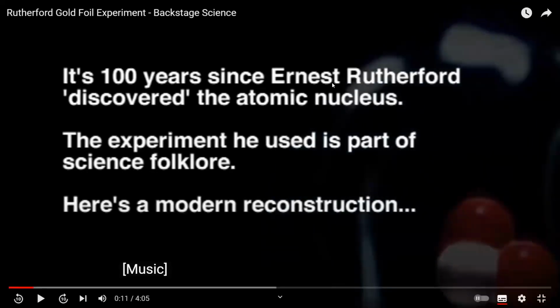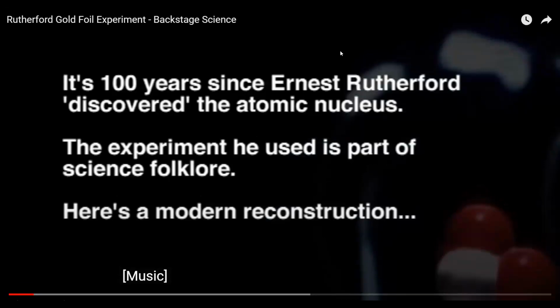Now, just one thing is that this is a modern reconstruction of the same experiment. I will let you know, or maybe inside the video they are going to let you know, what Rutherford used and what they are using. So it is not exactly as Rutherford did the experiment. A few modifications have been done, but those are not very large modifications. At least in principle, it is very near to Rutherford's experiment.